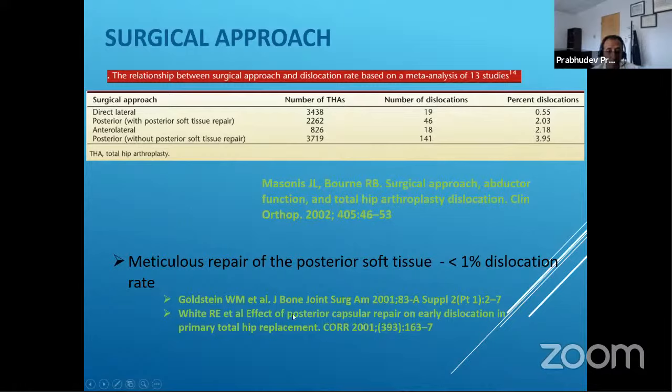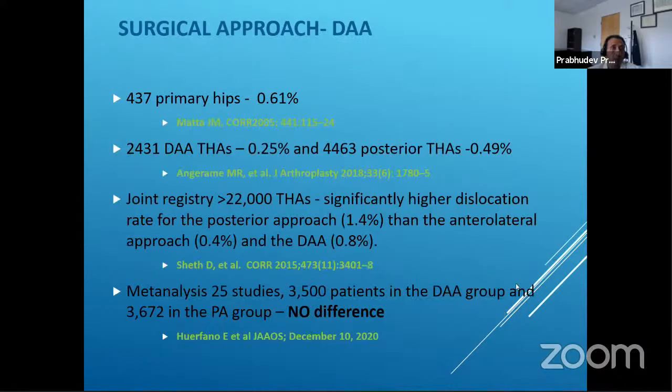Many authors have also reported after this, and a good meticulous posterior soft tissue repair has been demonstrated to decrease the posterior dislocation rate to less than 1%. As you know, there has been a lot of interest regarding direct anterior approach in the last couple of decades. And again, there are many studies regarding the risk of dislocation associated with direct anterior approach. So let's look at a few of them.